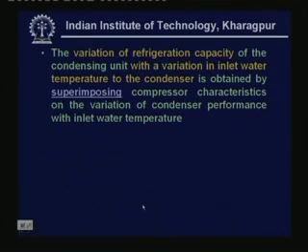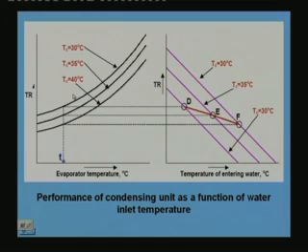The variation of refrigeration capacity of the condensing unit with a variation in inlet water temperature of the condenser is obtained by superimposing compressor characteristics on the variation of condenser performance with inlet water temperature. So, you can also find what is the effect of the condenser water inlet temperature. This is done again by the principle of superimposing. For example, this is what is done here.